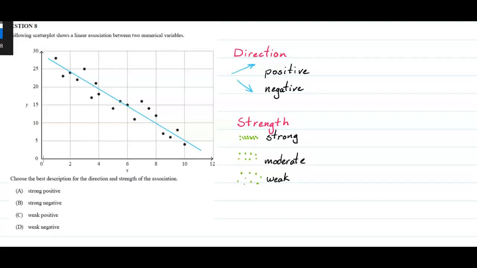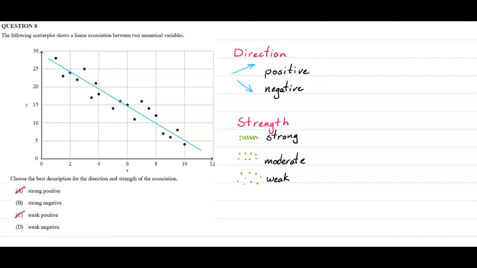In the direction, if it's going from left to right and the arrow or the line is increasing, we say it's positive. Going from left to right, if it's decreasing, we say it's negative. So looking at question 8 here, from left to right, it is going downwards. So we say it is negative. So straight away, A's out and C's out.